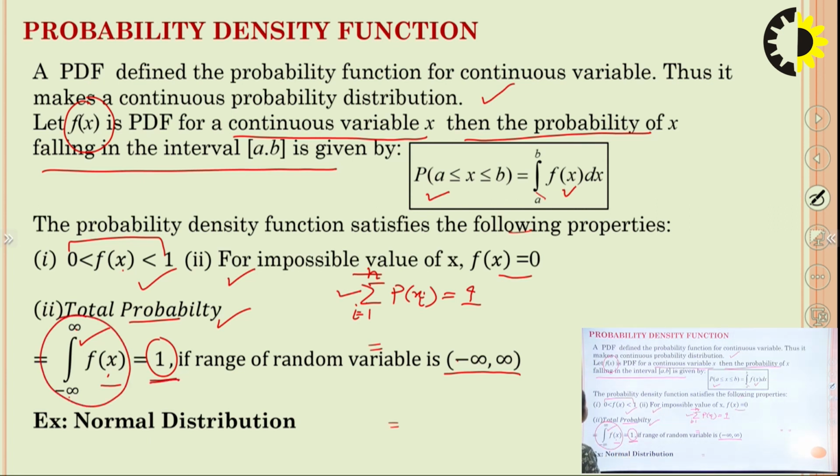One example of a probability density function is the normal distribution. You can find the video lecture on the normal distribution on the AKGEC digital education platform.